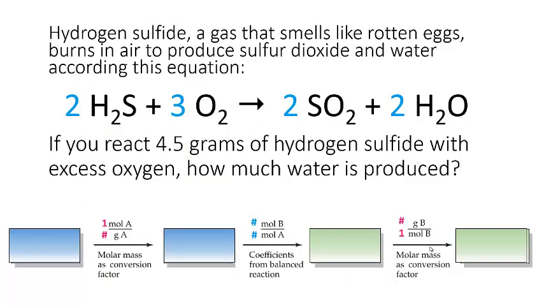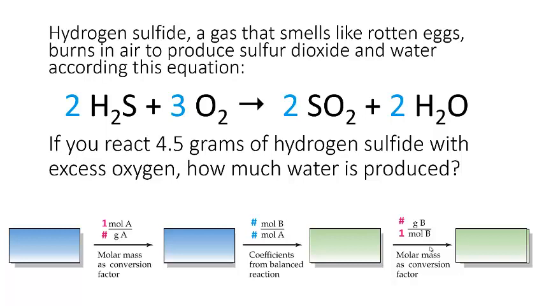Alright, so here's our first question. We know hydrogen sulfide is a gas that smells like rotten eggs. It burns in air to produce sulfur dioxide and water according to this equation. So my question to you is this. If you react 4.5 grams of hydrogen sulfide with excess oxygen, and we only say that just to make the equation easier, how much water is produced? The excess oxygen, just ignore it.